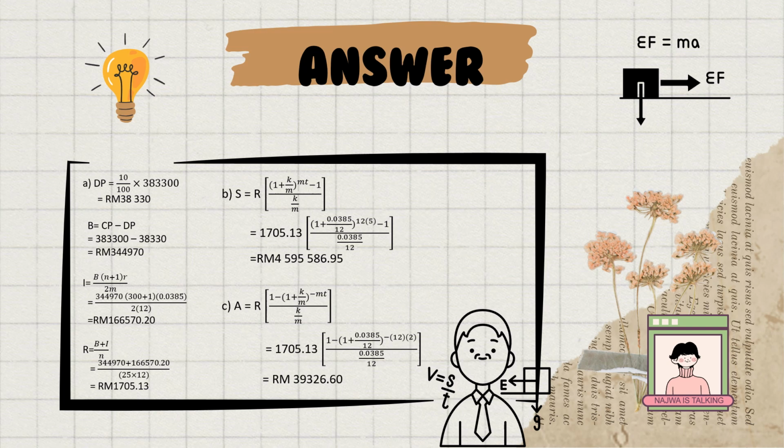C. Calculate the outstanding balance if Hazim decides to settle his loan 2 years earlier. For this question, we use A equals R times (1 minus (1 plus k divided by m) to the power negative mt) divided by (k divided by m). So 1,705.13 times (1 minus (1 plus 0.0385 divided by 12) to the power negative 12 and 7 divided by 0.0385 divided by 12). The final answer will be 39,326 ringgit and 60 cents.